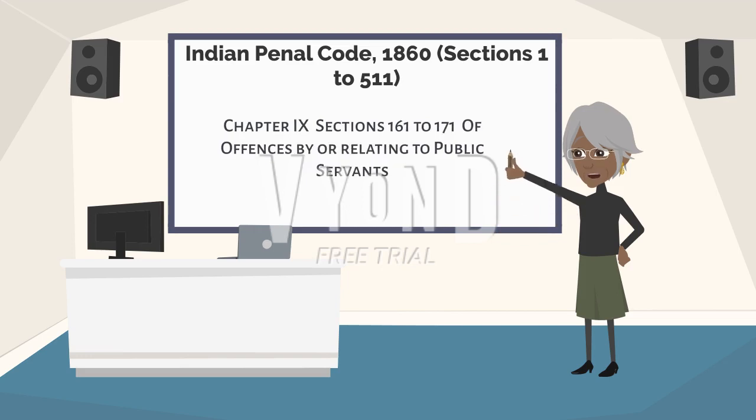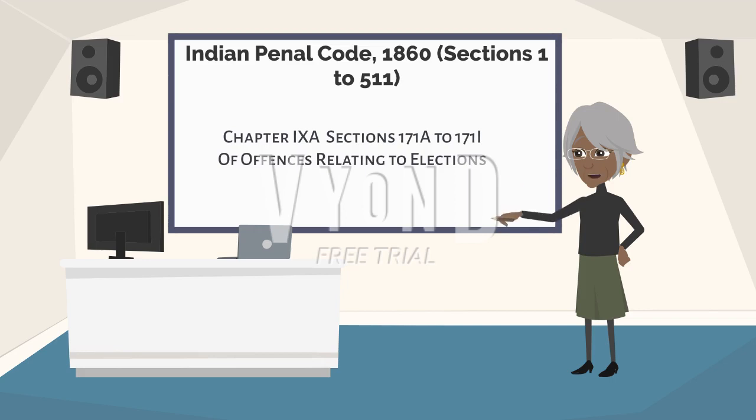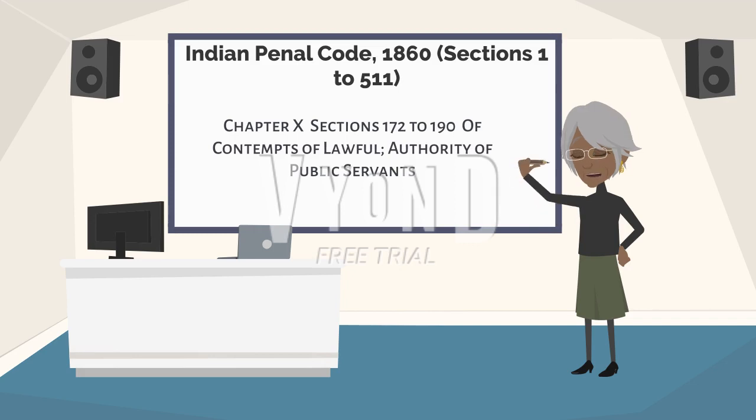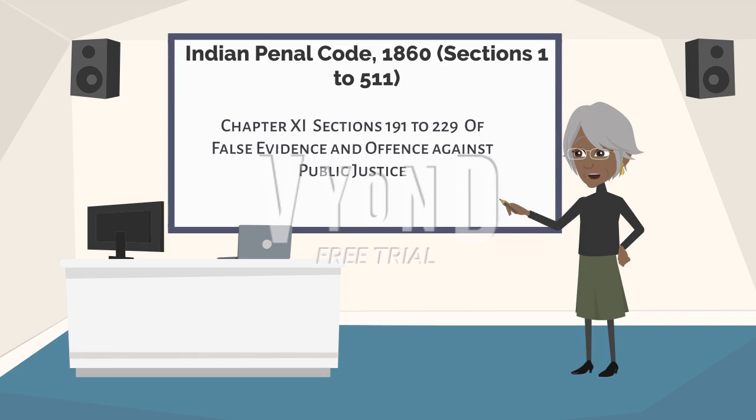Chapter 9, Sections 161 to 171: Of Offences by or relating to public servants. Chapter 9A, Sections 171A to 171I: Of Offences relating to elections. Chapter 10, Sections 172 to 190: Of Contempts of the Lawful Authority of Public Servants. Chapter 11, Sections 191 to 229: Of False Evidence and Offences against Public Justice.